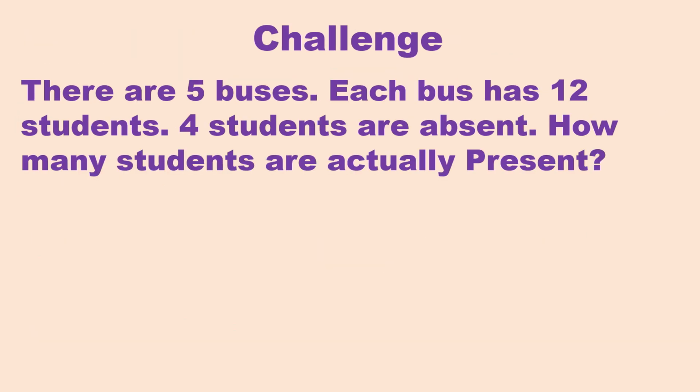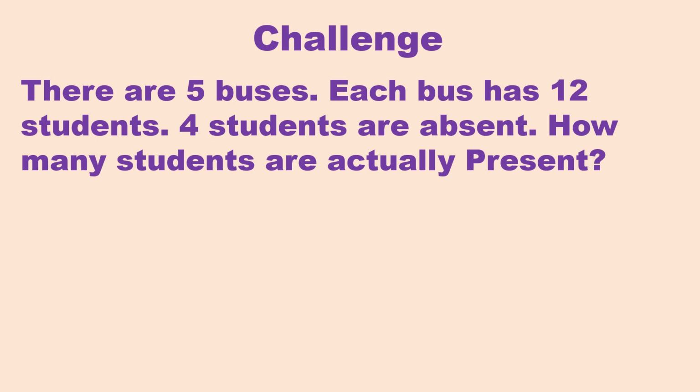Now let's try a word problem with 2 steps. You don't have to worry. I will show one step at a time. First, read the question. There are 5 buses. Each bus has 12 students. 4 students are absent. How many students are actually present? So read the question again. There are 5 buses. Each bus has 12 students. The word each means we have to multiply. So our first step is multiplication.